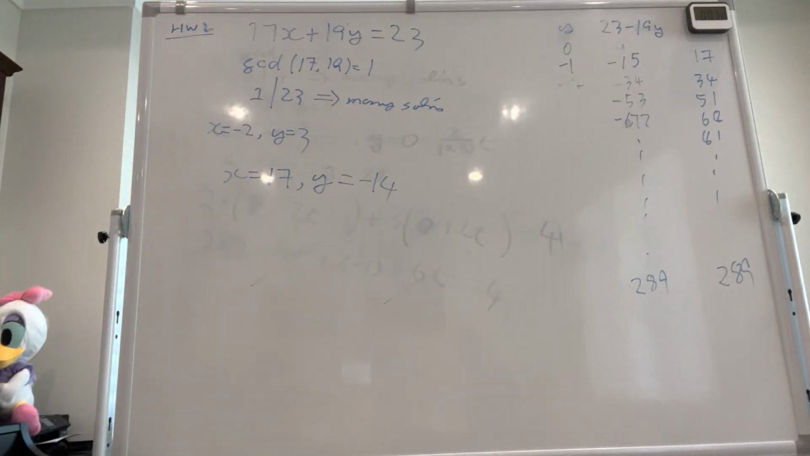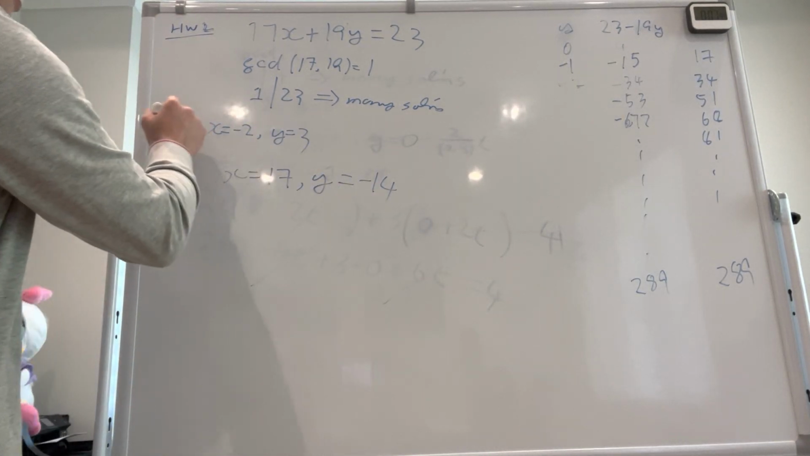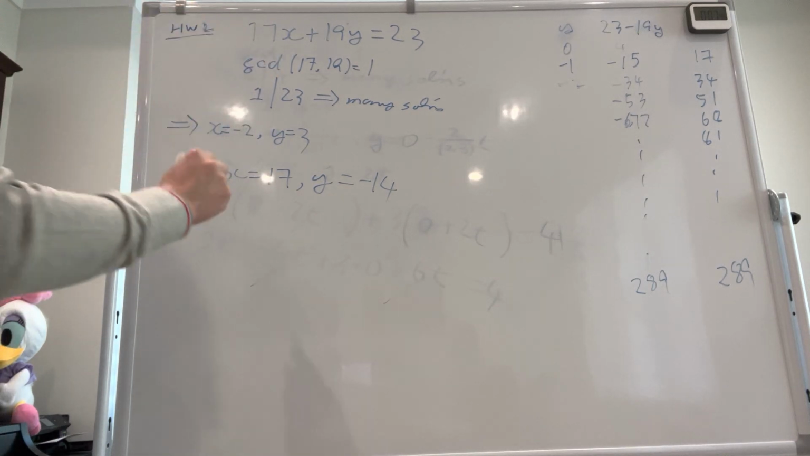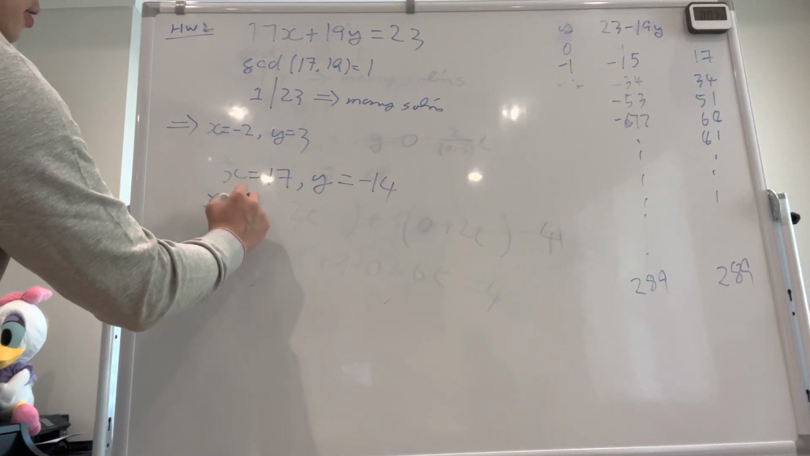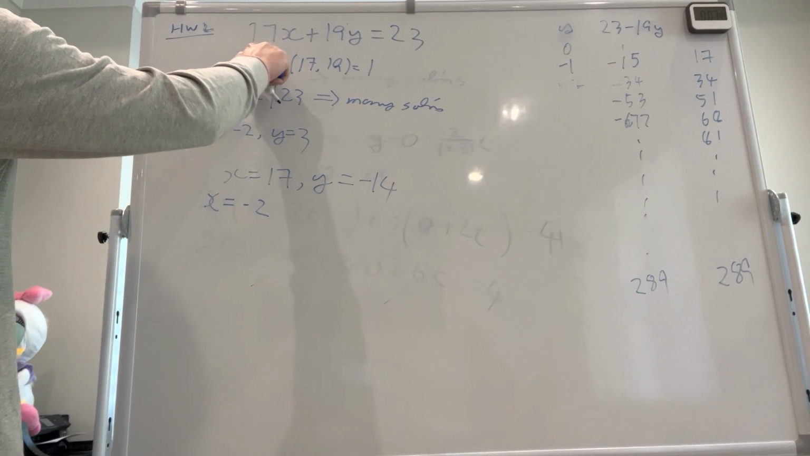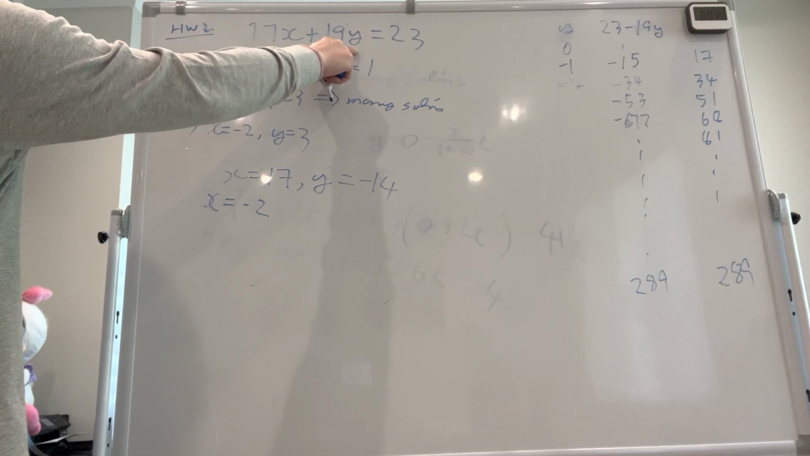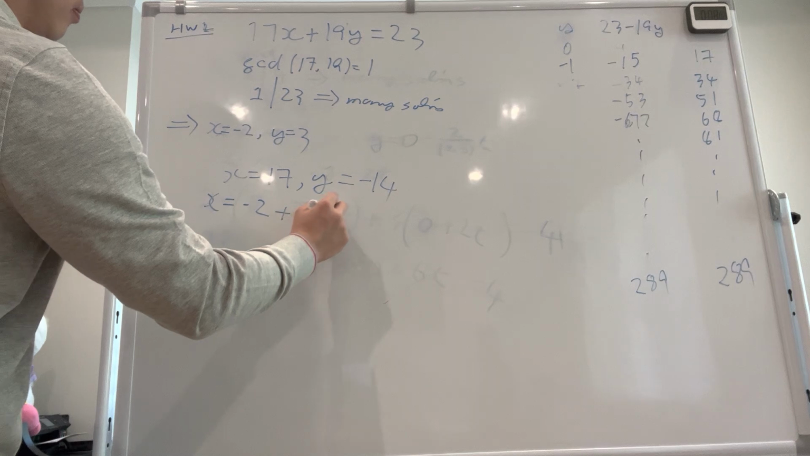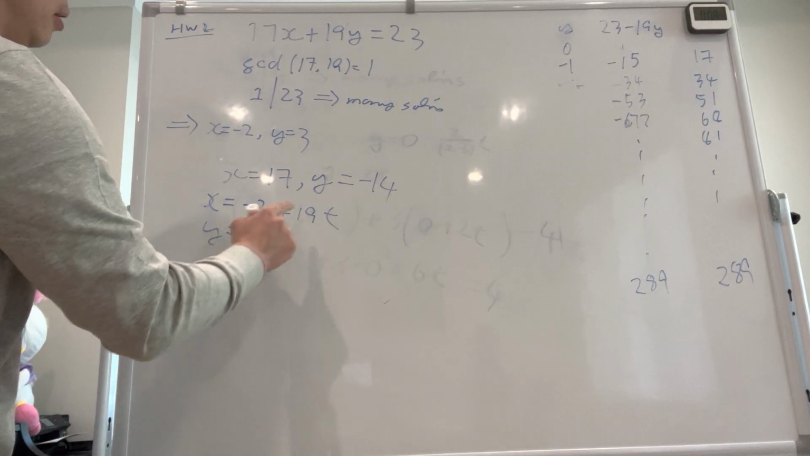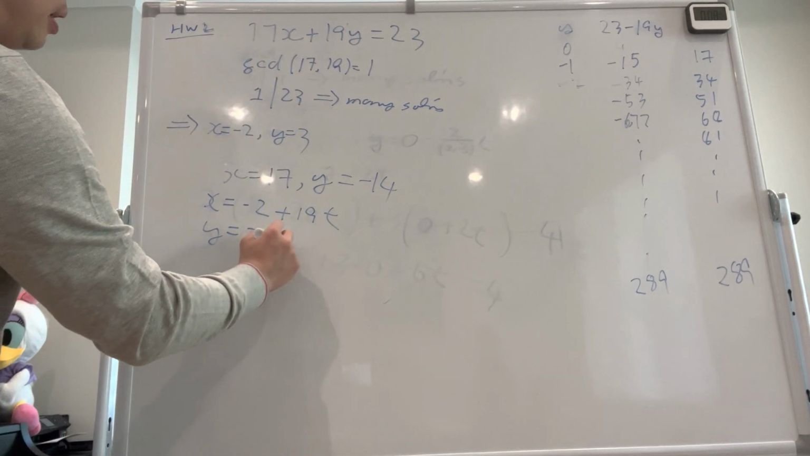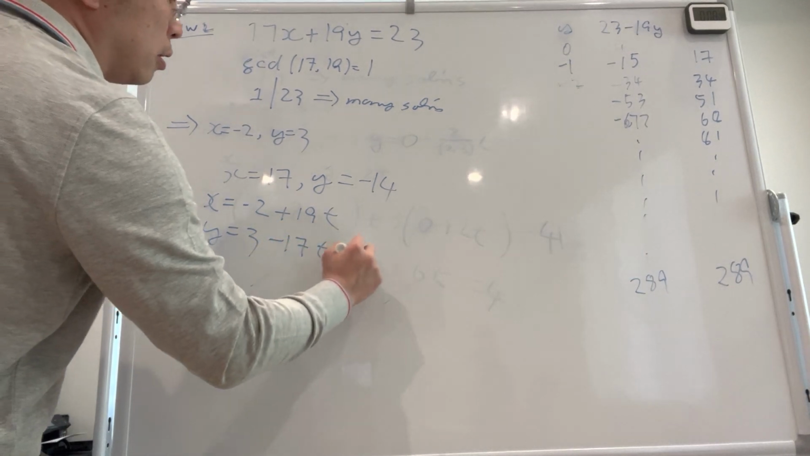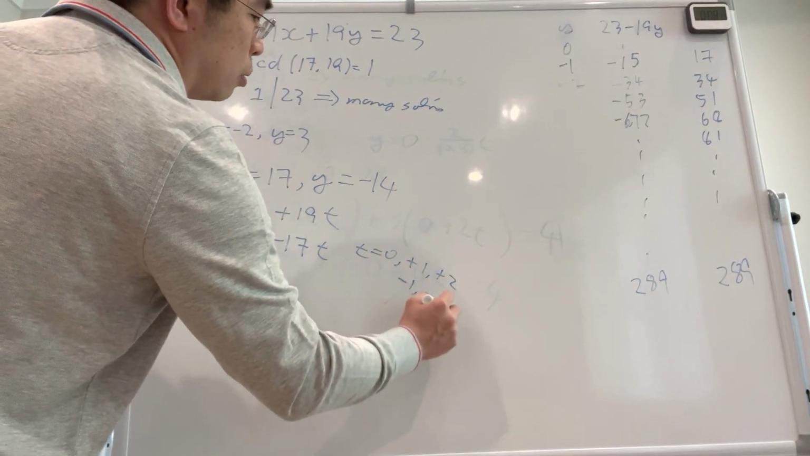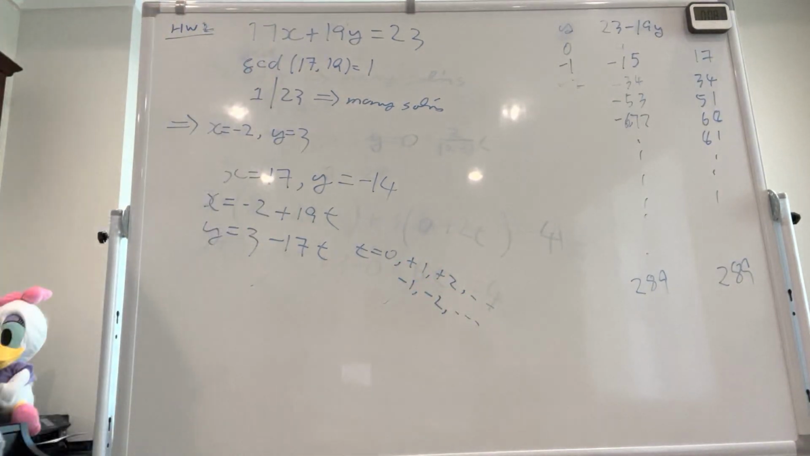And then the rest is basically the same. Again, I'm going to stick with the much smarter solution, using the cancelling of each other. You get x is equal to minus 2, and then you want to cancel out the 19 times something, so plus 19t. And y is equal to 3, and we want to cancel that out, so it's minus 17t, where t is equal to 0, plus 1, plus 2, minus 1, minus 2.